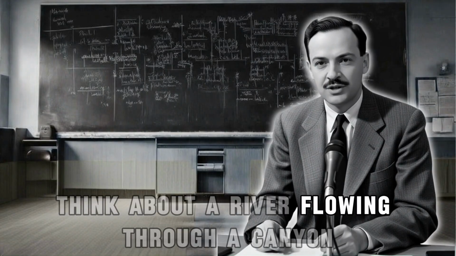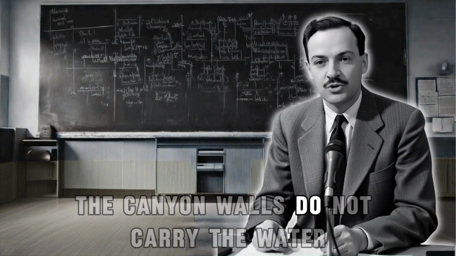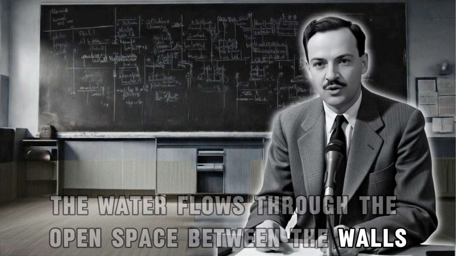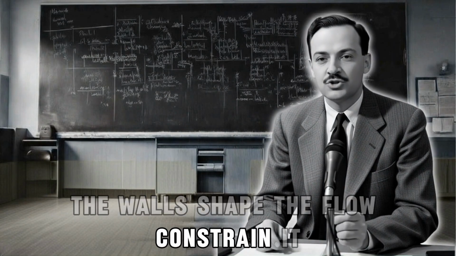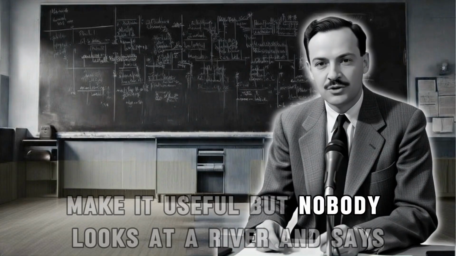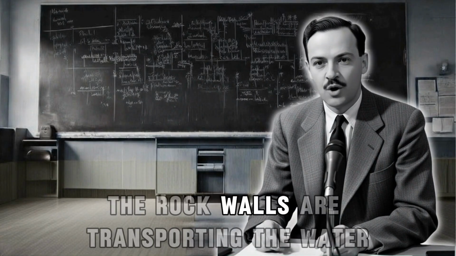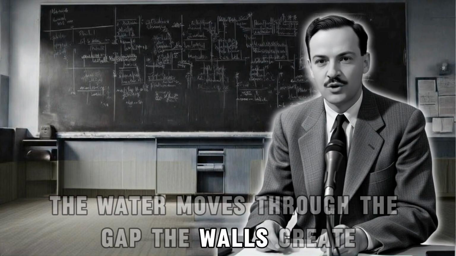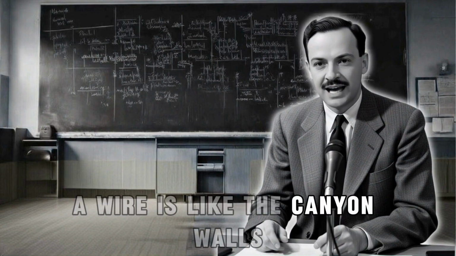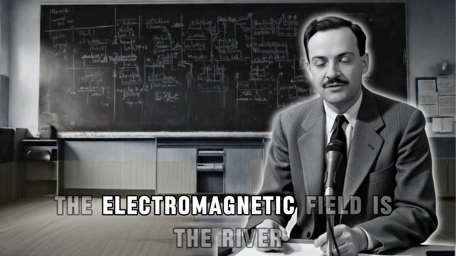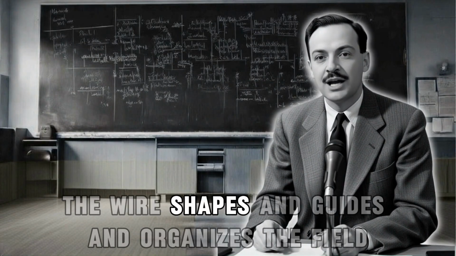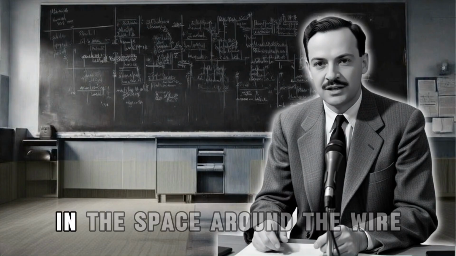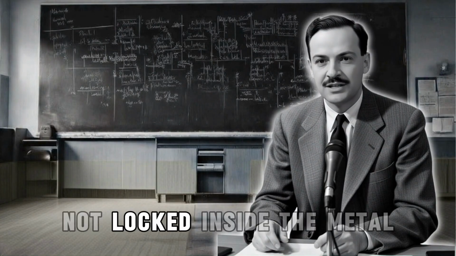Think about a river flowing through a canyon. The canyon walls do not carry the water. The water flows through the open space between the walls. The walls shape the flow, constrain it, make it useful. But nobody looks at a river and says the rock walls are transporting the water. The water moves through the gap the walls create. A wire is like the canyon walls. The electromagnetic field is the river. The wire shapes and guides and organizes the field. But the energy lives in the field, in the space around the wire, not locked inside the metal.